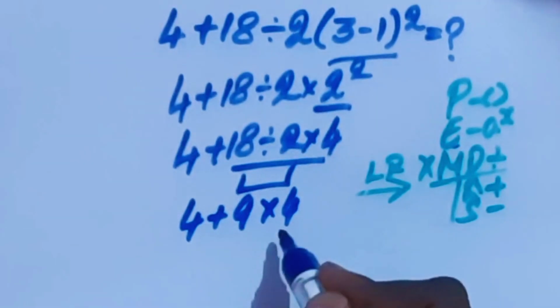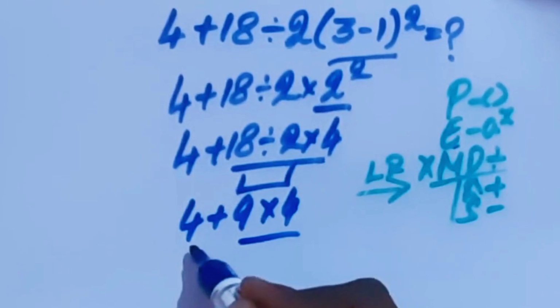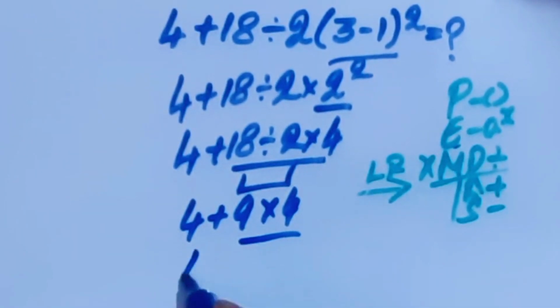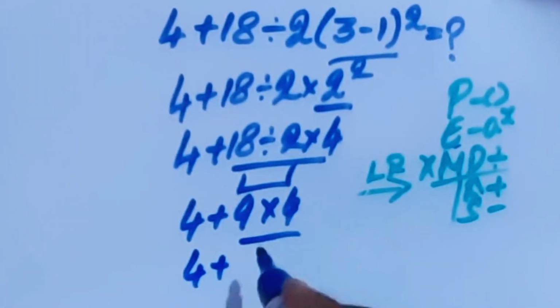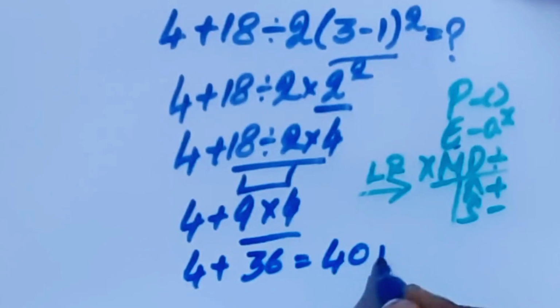Here we have addition and multiplication. Multiplication is higher priority than this addition. So we have to do this multiplication before this addition. Here 4 plus 9 times 4 is 36, equal to 4 plus 36 is 40, which is the correct answer.